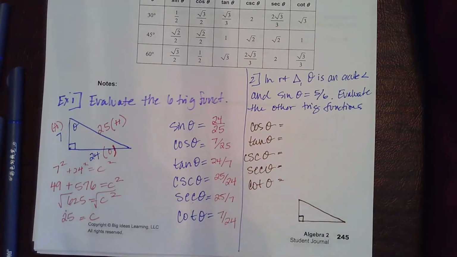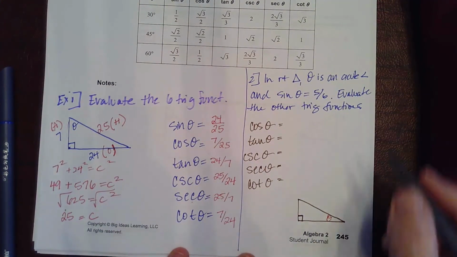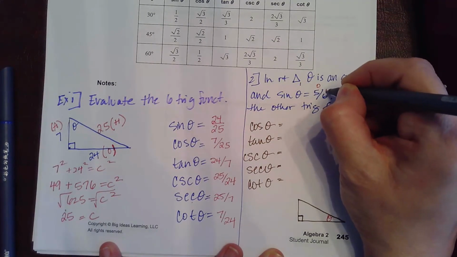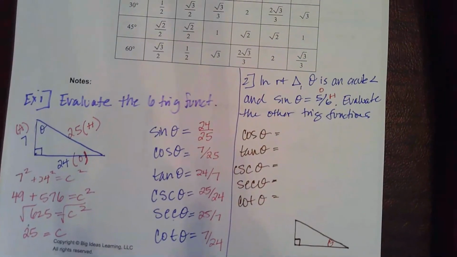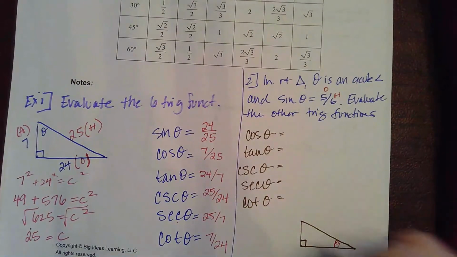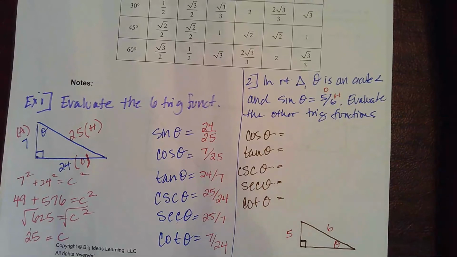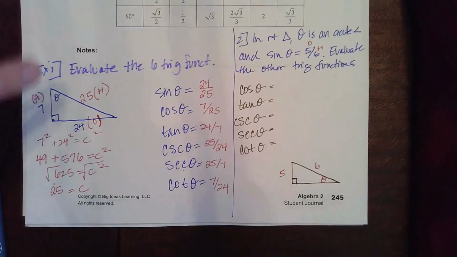Label where theta is, and it really honestly doesn't matter if you put it here or here. So you pick. I'm going to put it down here, just for fun. And then since I'm given sine, this has to be my opposite side, this has to be my adjacent side. So I'm going to label my opposite side of this angle as 5 and my hypotenuse as 6. So essentially what I'm giving you is a different variation of this problem here.